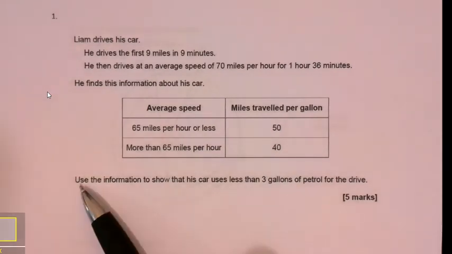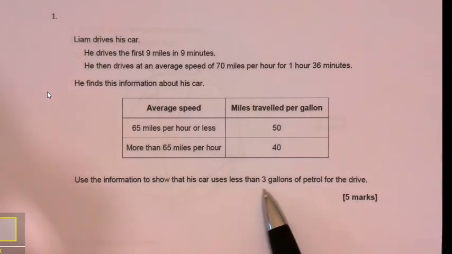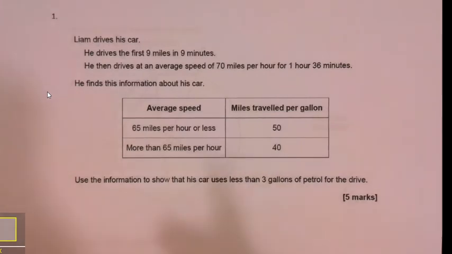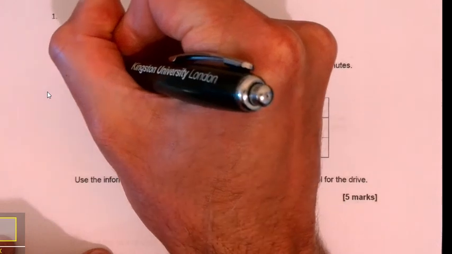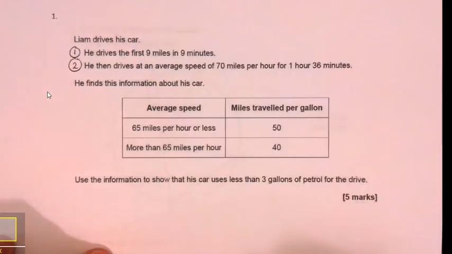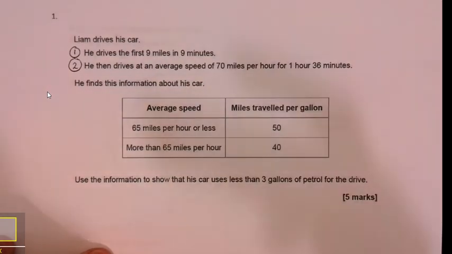So he needs to know. It says use this information to show that his car uses less than 3 gallons of petrol for the drive. Right, so there's a lot to take in there. So let's just take one bit at a time. Effectively, his journey is in 2 stages. Right, we've got stage 1 and we've got stage 2. So that would be my first point of call.